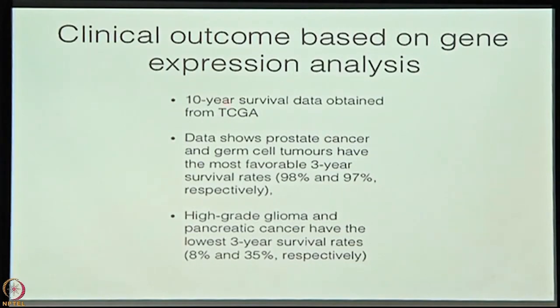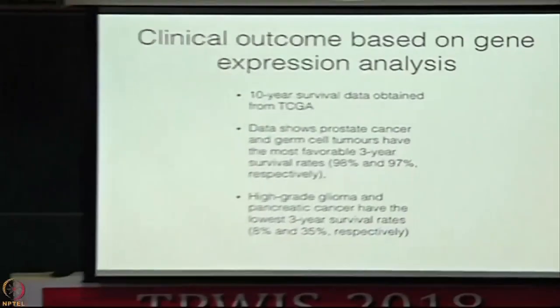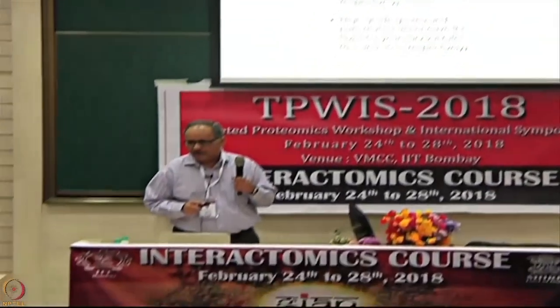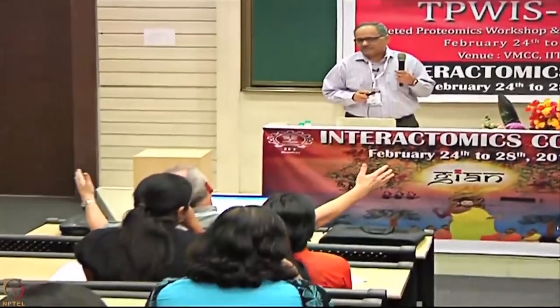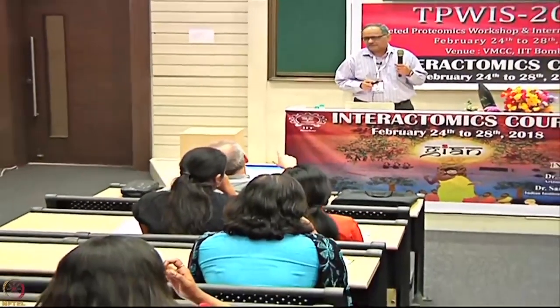So the 10-year survival data also was available on the Cancer Genome Atlas. It shows prostate cancer and germ cell tumors to have the most favorable 3-year survivals. If you have to have cancer, those are the good cancers to get. You'll do well with them because of therapies available. So the TCGA specifically focuses on people with end-stage disease. Right. I think that's a true statement for people with end-stage disease. It might not be fair to.